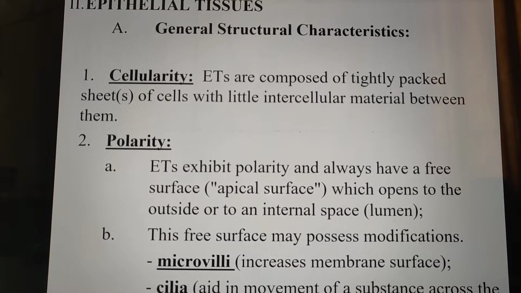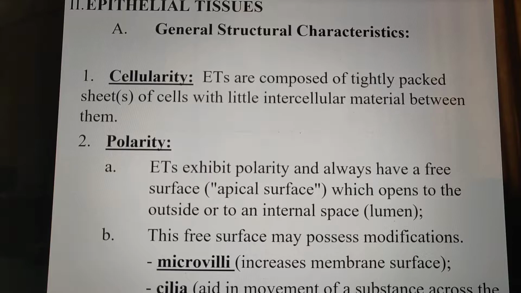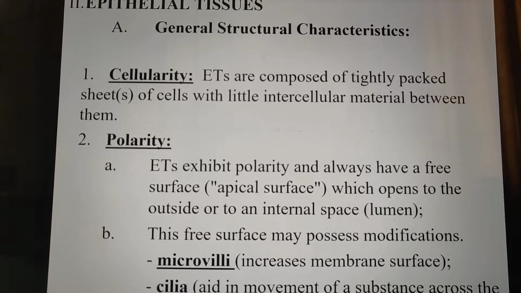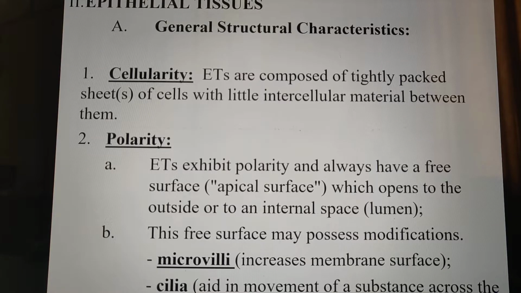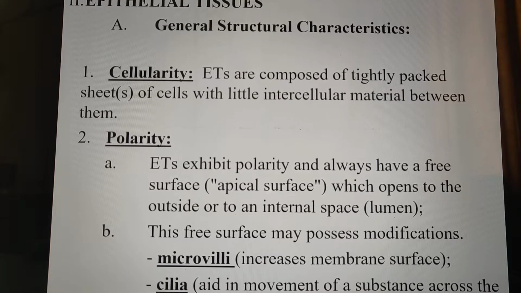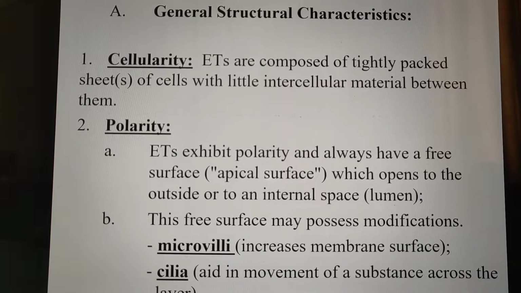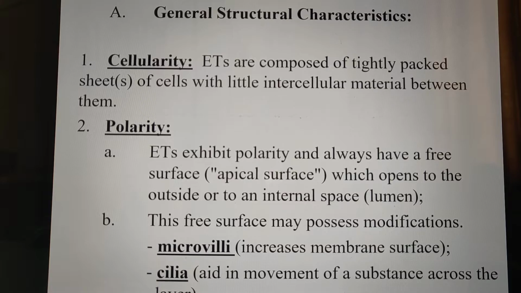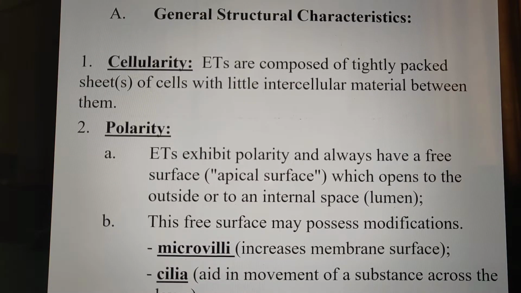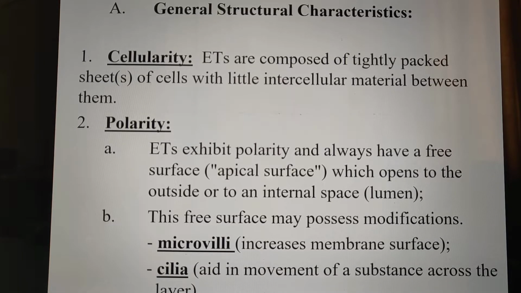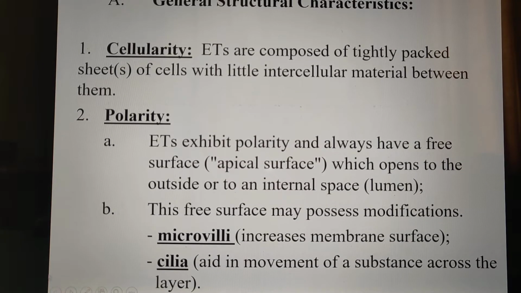Polarity. Epithelial tissue exhibits polarity and always has a free surface, the apical surface, which opens to the outside or to an internal space, also called the lumen. The free surface may possess modifications, like microvilli, which increase the membrane surface area, and cilia, which aid in movement of substances across the layer.